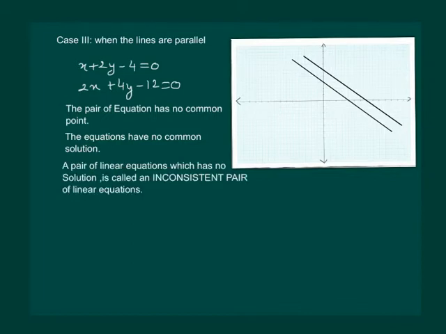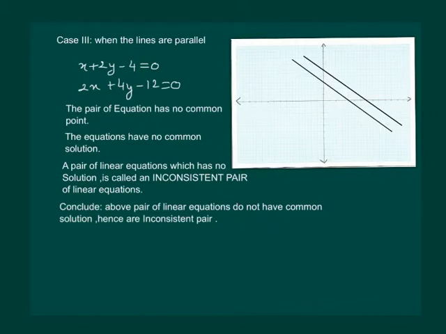A pair of linear equations which has no solution is called an inconsistent pair of linear equations. So we conclude that the above pair of linear equations do not have a common solution and hence they are an inconsistent pair. Whenever you see a graph of a pair of lines which are parallel, it means the lines are inconsistent and they do not have a common solution.